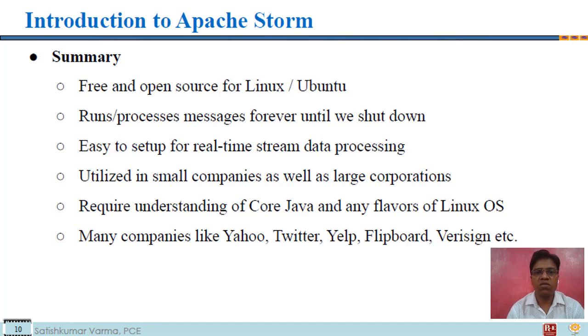To summarize, Apache Storm is a free and open source distributed real-time stream data processing system. A Storm topology processes messages forever until we kill it. It is easy to set up and could be utilized in small companies as well as large corporations, and to make a career in big data analytics. To learn Storm, we require a good understanding of core Java and any flavor of Linux OS. The Storm framework is used and powered by many companies like Yahoo, Yahoo Japan, Twitter, Shopify, Yelp, Flipboard, Ola, and so on.